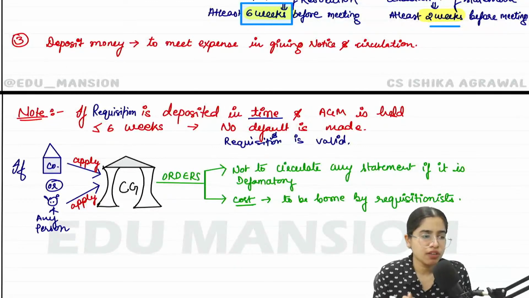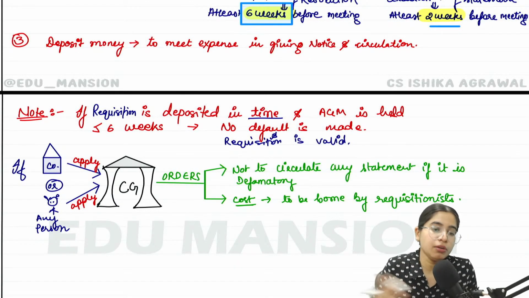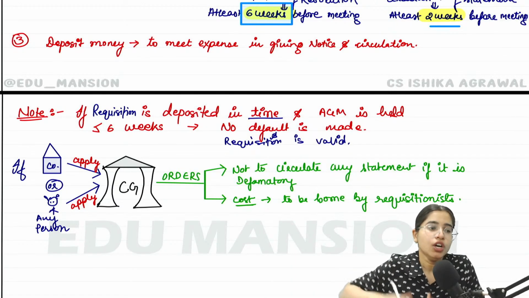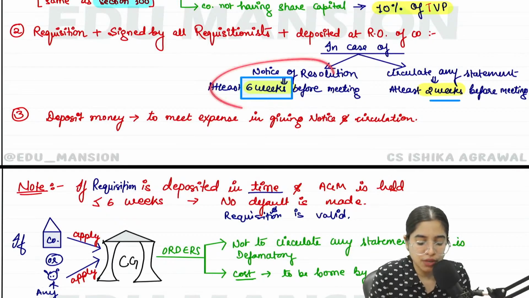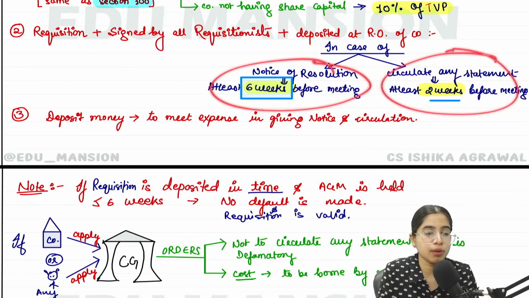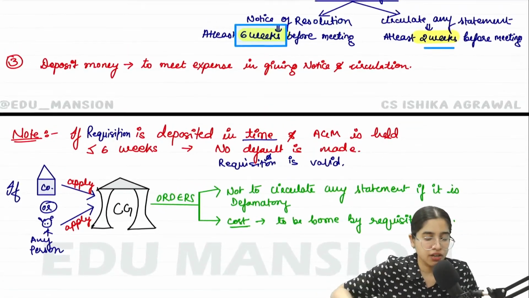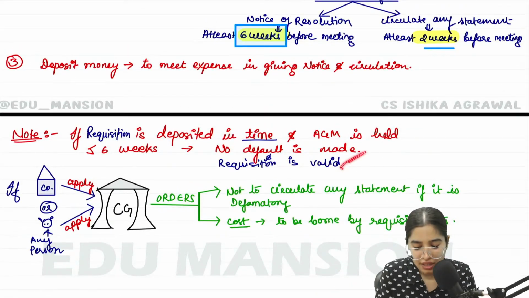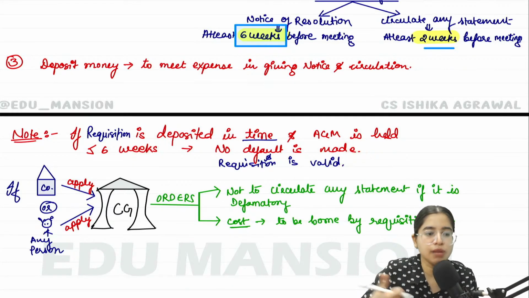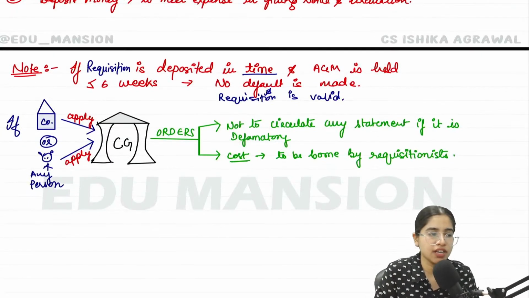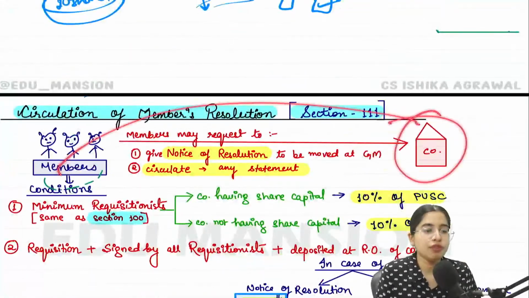There's one exception given: if we deposited at the time of requisition, but the meeting was held early, then it will be considered that no default has occurred. That is, if we deposited the requisition within the time limit, 6 weeks before the meeting, however the meeting was held earlier, within 6 weeks, in that case it will still be valid. It will not be considered invalid.